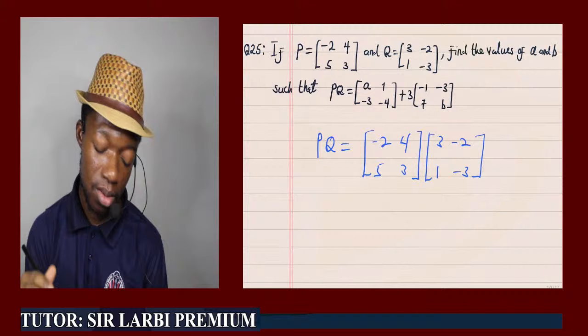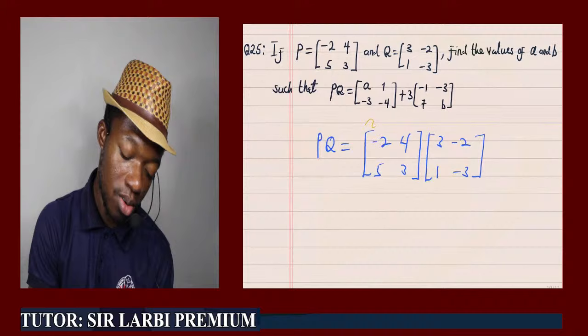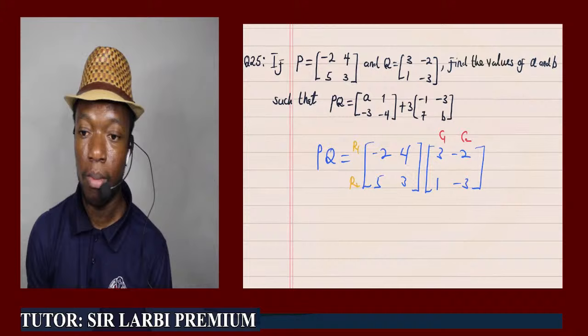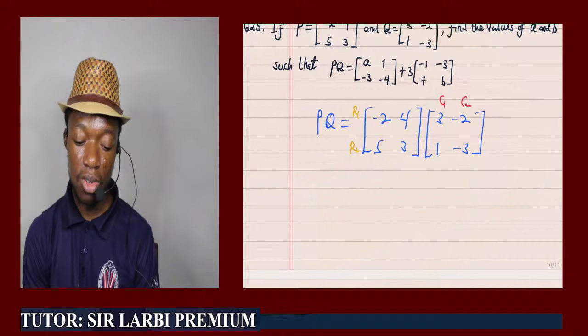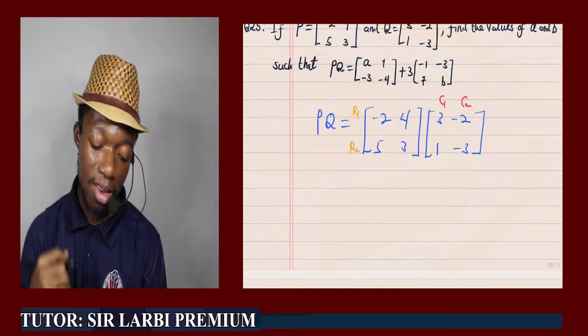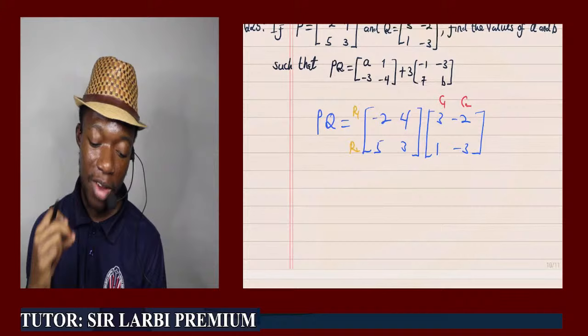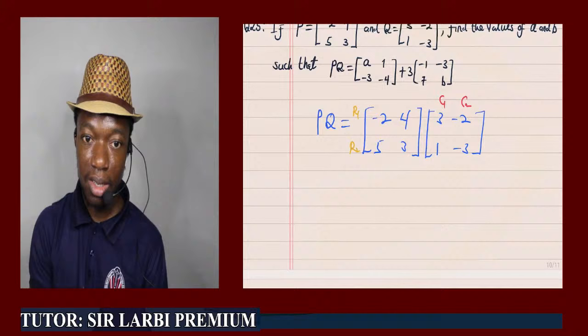Okay, so we have what? We have row 1, then row 2. Okay, and we have column 1, column 2. Follow carefully. So what do we do? The first row of the first matrix will multiply the first column of the second matrix. And that will give you the first element of the result matrix.